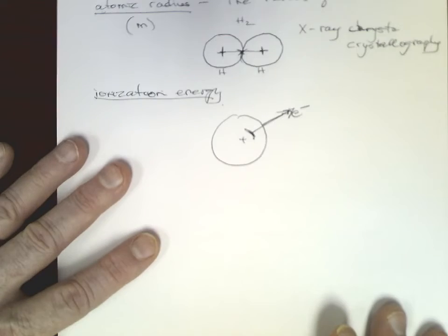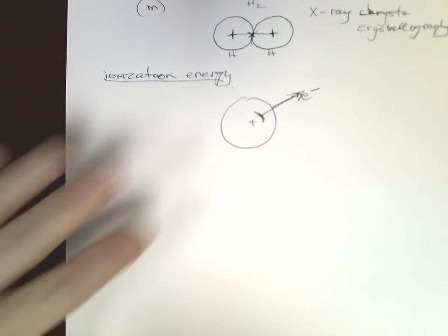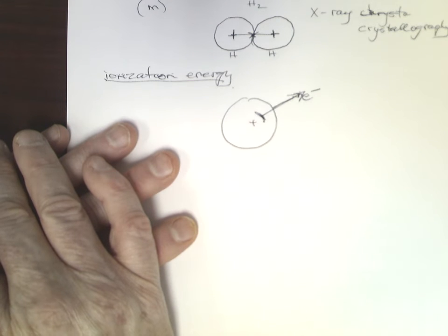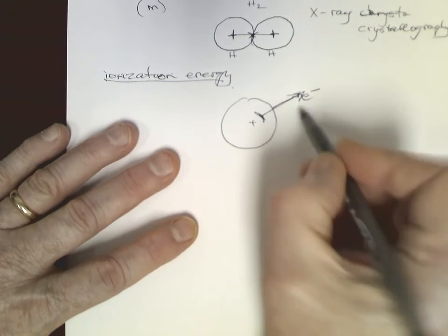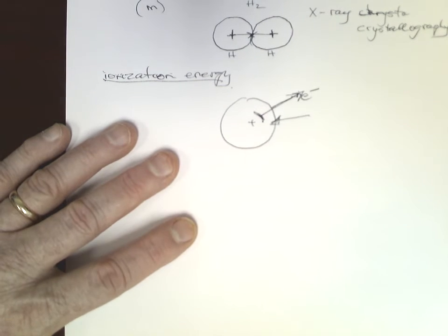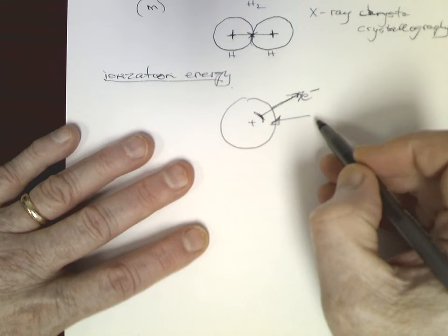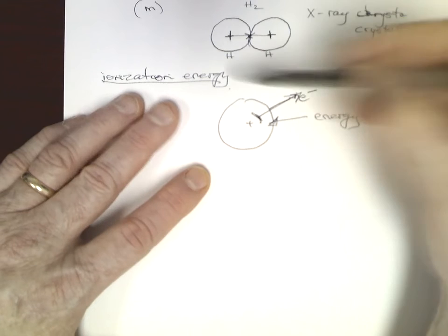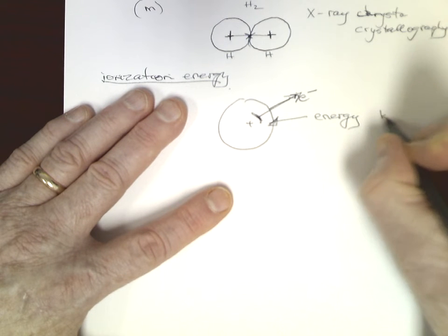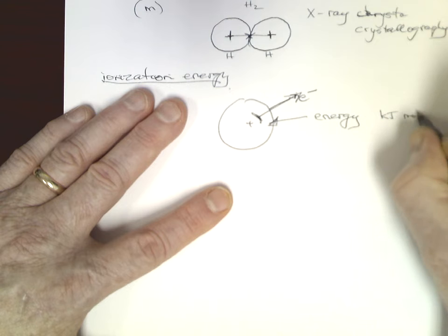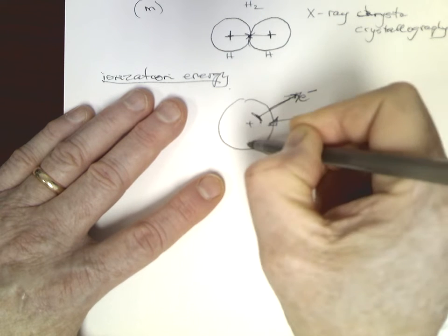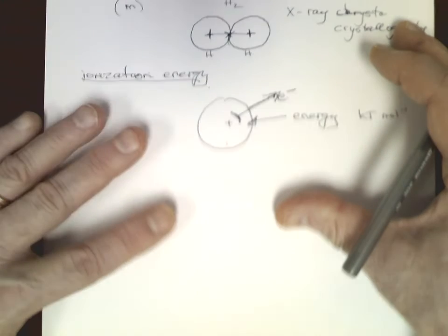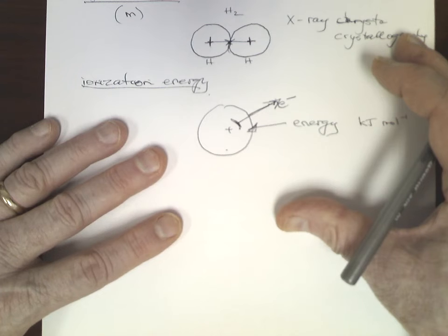Now, we talked about this as a transaction, right? So if you want to take an electron away from an atom, you have to pay for it. So if you're taking the electron away, you've got to give the atom something in return. And what are you going to give it? You're going to give it energy. So when we say ionization energy, we're really talking about the amount of energy in kilojoules per mole that you have to give the atom to take an electron away. Right? Think of it as a transaction. You're paying the atom for the electron.